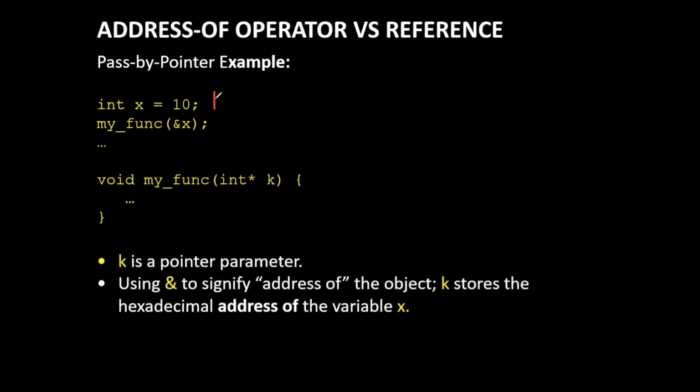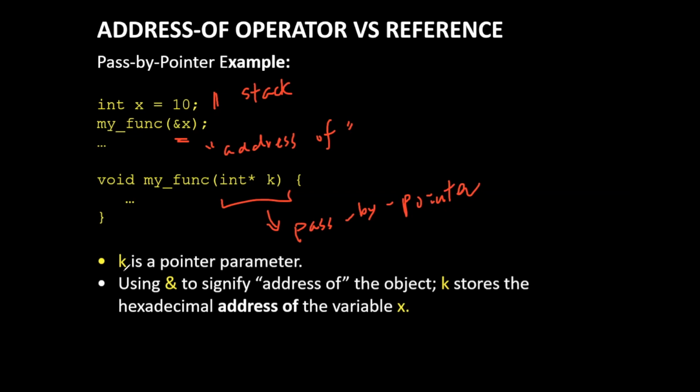Similar to the last example, let's declare this X on a stack. Now, because this X sits inside the stack, it has a memory address associated with it. So you can say address of X. Remember, when ampersand is applied in front of a variable, it's read address of. So what is the address of X? It is a pointer. So when you pass the address of X into a function, you'll see that we're passing it by pointer. Therefore, k is a pointer parameter, specifically integer pointer.